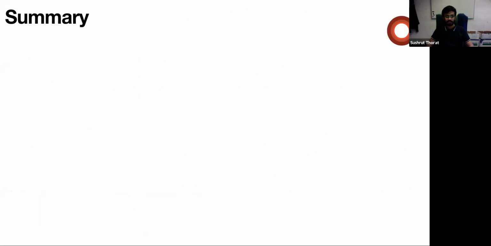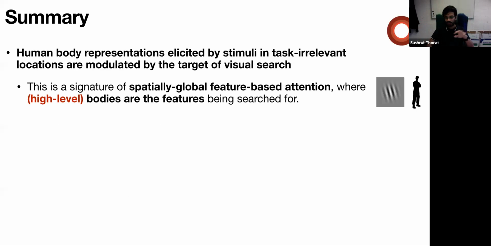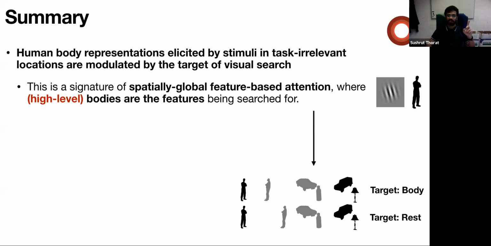Okay, so to quickly summarize, human body representations elicited by stimuli in task-irrelevant locations are modulated by the target of visual search in another location. This is a signature for spatially global feature-based attention, and here the features are high-level, so the humans are not Gabors. So that's something interesting. And as I said, the human object representation moves closer to the prototypical human object representation when you're attending to the humans, but the representations of other objects do not change. So this is gain modulation.